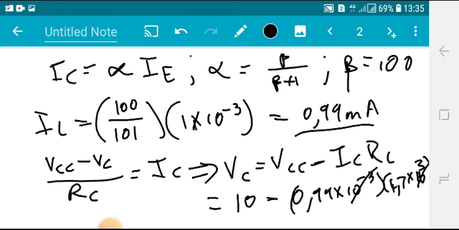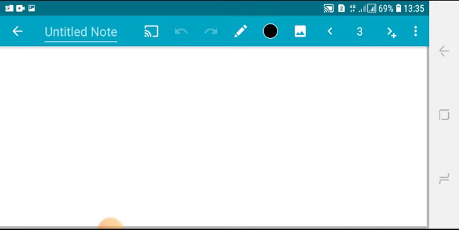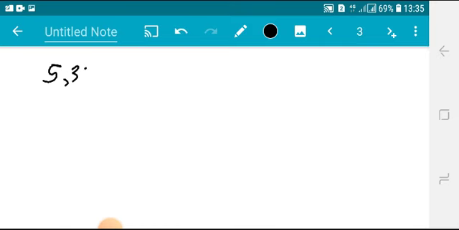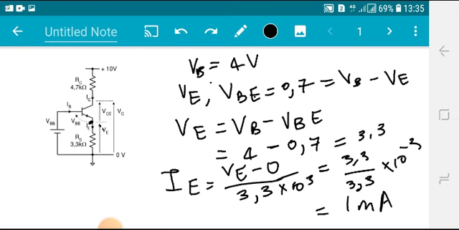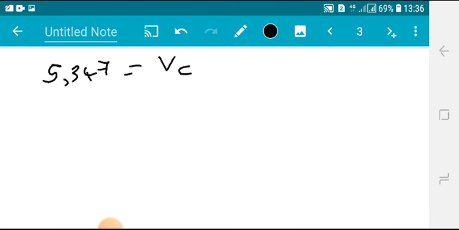And we just have to use a calculator now. Let's see, 10 minus 0.99 times 4.7. Okay, I get 5.347 is equal to VC. And of course, now I have to figure out if this is in saturation, active mode, or cutoff. To determine this, we have to figure out what VCE is. VCE, as the name implies, is VC minus VE.